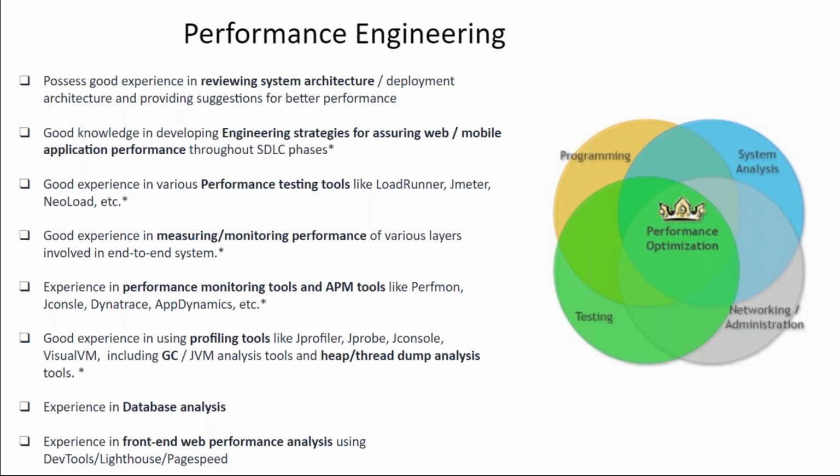So what are the various activities that we do from an engineering perspective? One is reviewing your system architecture. Reviewing your system architecture is something an experienced architect or experienced performance engineer will be able to do early in the life cycle. When a new application is going to be developed, as a performance engineer, you should be able to review the design and find flaws in the design itself.